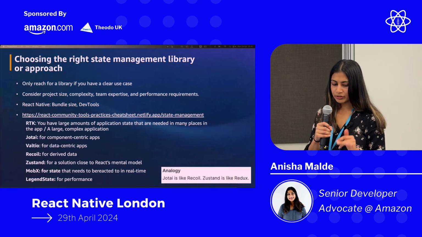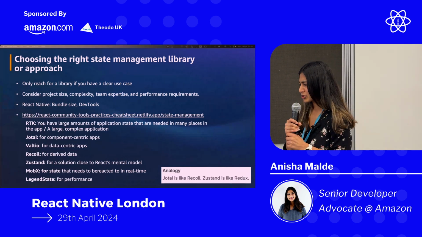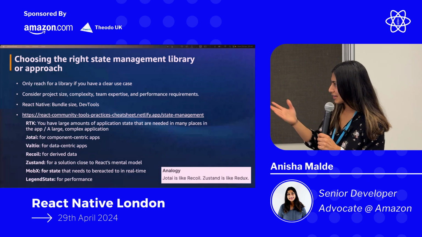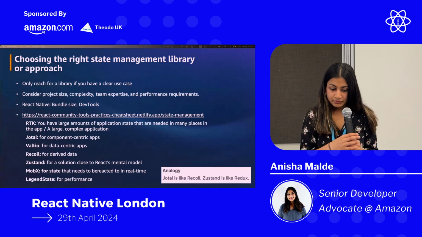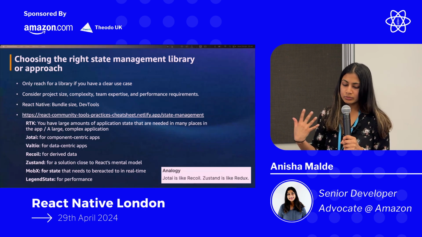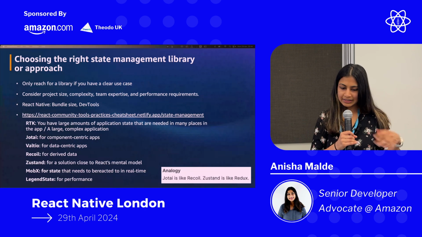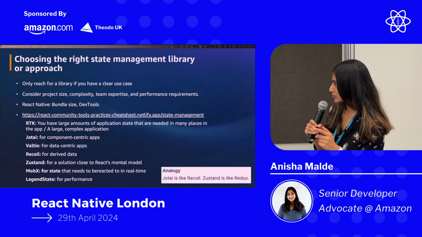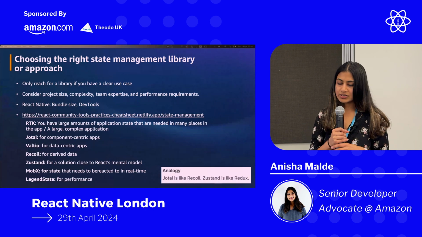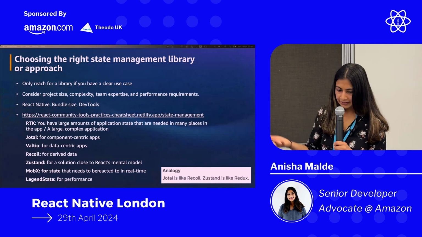Whereas Jotai was really good for component-centric apps. So if you have an app with 20,000 components, which apparently Slack has, Jotai would be a good use case. And then there's Valtio, which is well suited for data-centric applications, where the focus is on manipulating and managing complex data structures. And this is because Valtio leverages the proxy API, which allows you to directly mutate state.